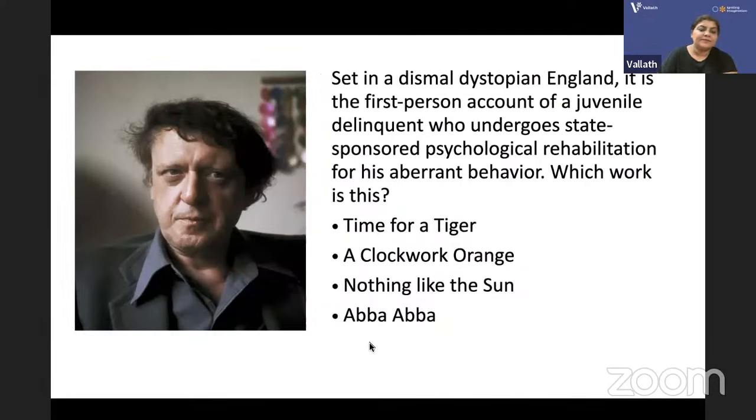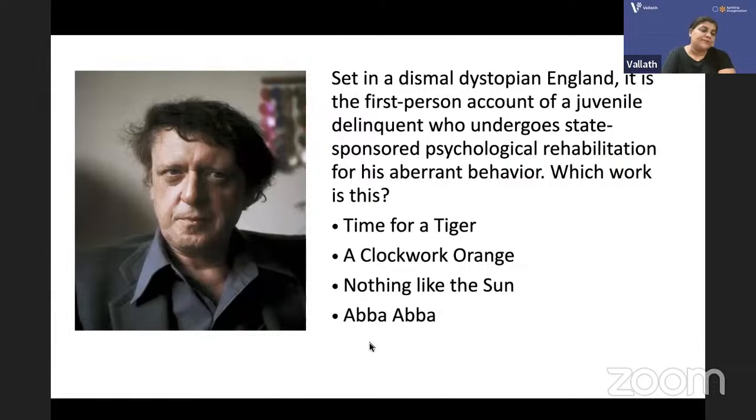Set in a dismal dystopian England, it is the first person account of a juvenile delinquent, a young boy who is a criminal. He undergoes state-sponsored psychological rehabilitation for his aberrant behavior. Which work is this? The name of the boy is Alex. YouTubers, your take. All these are by Anthony Burgess: Time for a Tiger, A Clockwork Orange, Nothing Like the Sun, or Abba Abba? It is not Abba Abba.